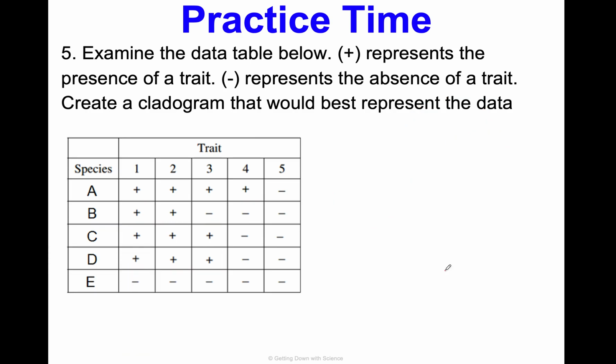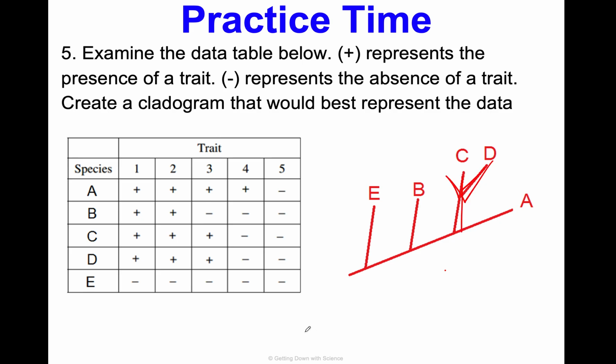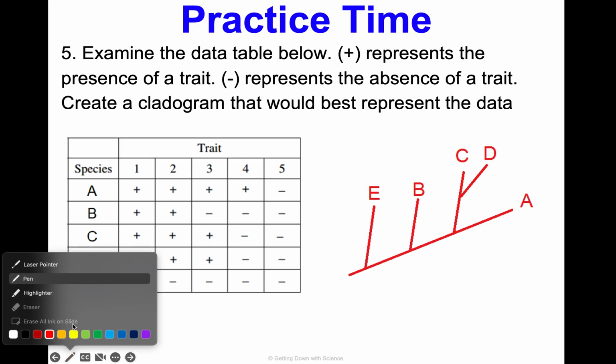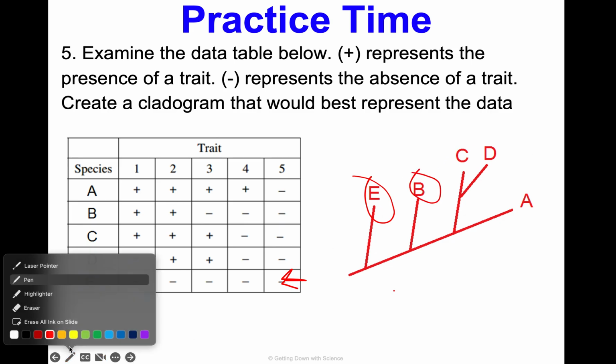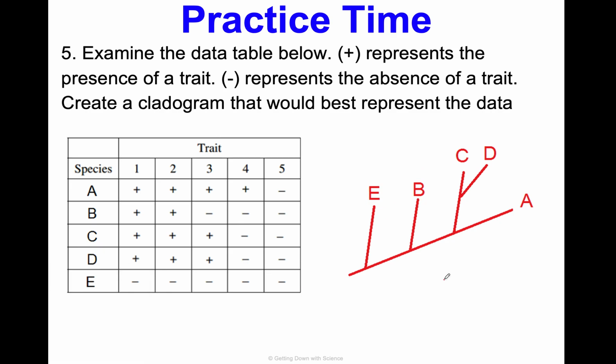Let's check our answer. Boom. However you do it, if you want to draw the straight line and then have it go off on a branch, or if you want to have them branch like this, that's fine. Just know that they're branching off at the same line. And still, E is kind of left in the dust over here, being the least amount of traits that we're studying. B is the second amount, C, D, and then finally A. So that's how you set those up.